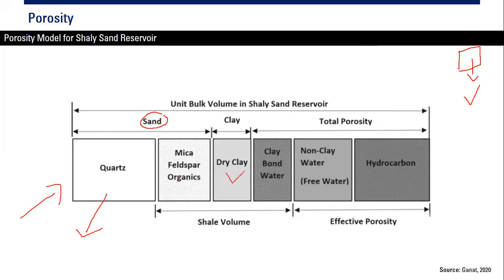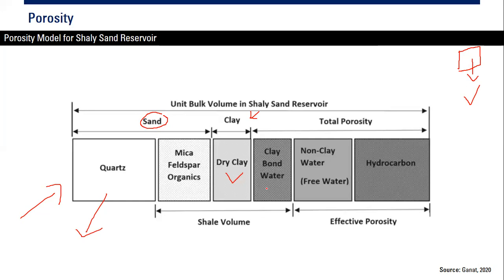And then we have dry clay, which is made of clay minerals. And on the clay, there will always be clay bound water. So water will cover the clay surfaces, okay? So we call it clay bound water. Water will attach or absorb on the clay, water will cover the surface of the clay.